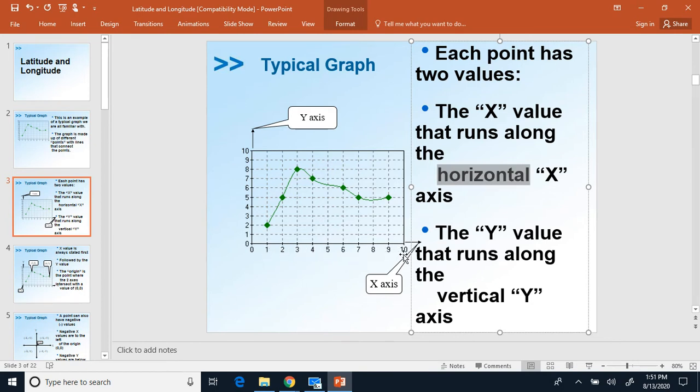And when we're looking for x, or trying to find the x value on a graph or a map, we need to look at the bottom or the top. So it's going to be found on either the top or bottom of the graph or map we're looking at.